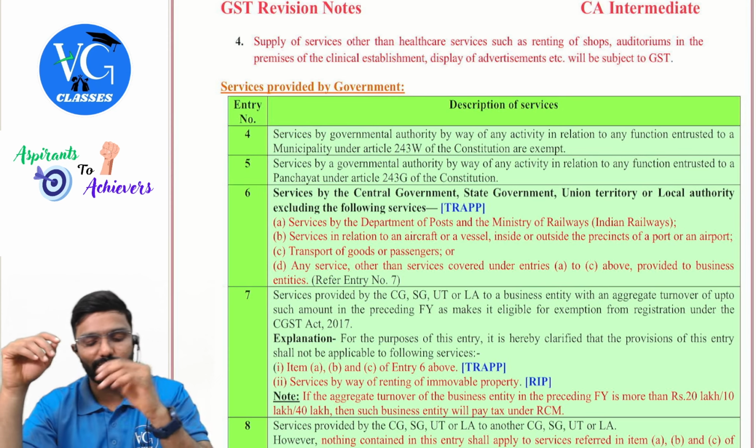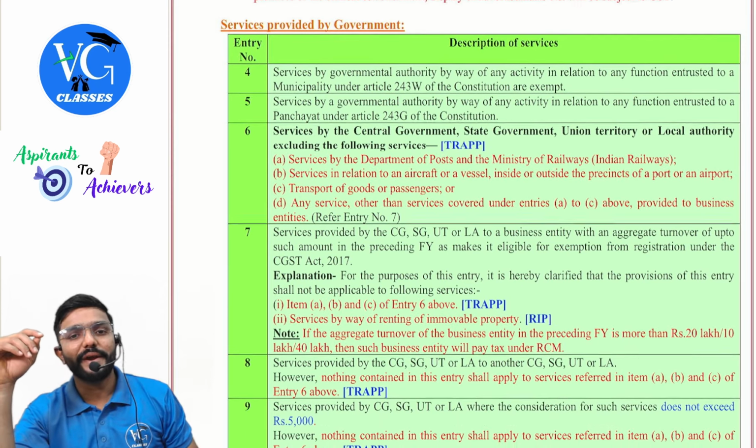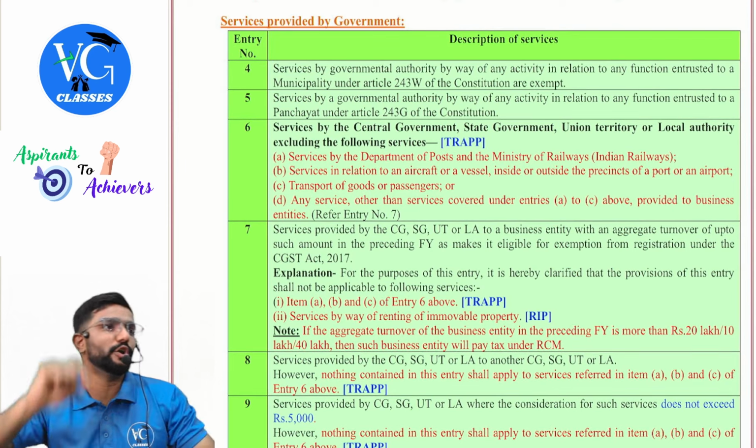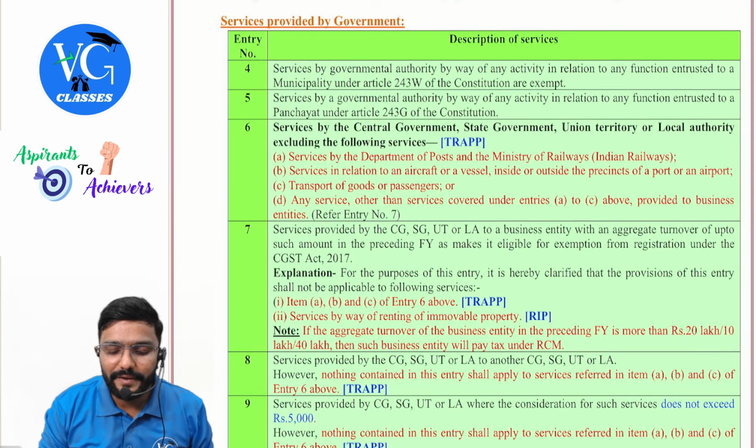It is taxable, guys. Next, services provided by government. Who is government here?